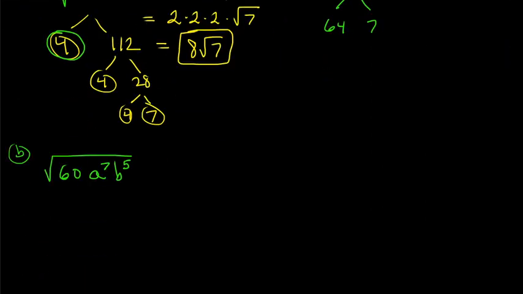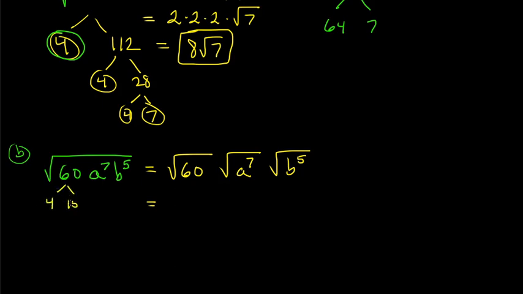Okay, part B, the square root of 60 a to the 7 b to the 5. Now we have some variables here, but it works the same way. We can split this up: the square root of 60 times the square root of a to the 7 times the square root of b to the 5. So 60, you should know, is 4 times 15, and 15 does not contain a perfect square. So the square root of 60 we can break apart as the square root of 4 times the square root of 15, but the square root of 4 is 2, so 2 times the square root of 15.